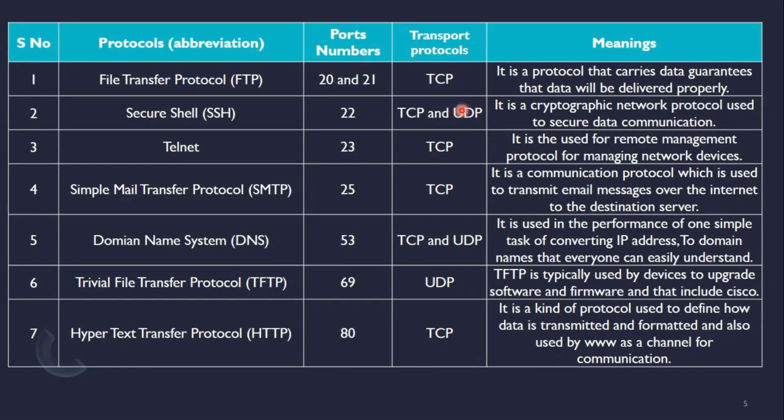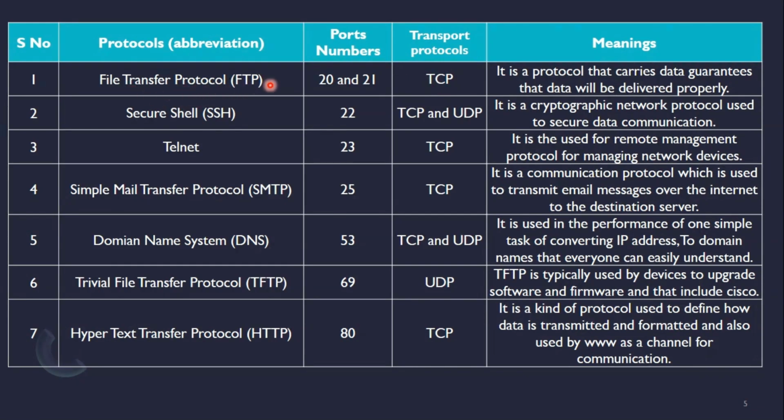UDP is a little bit fast. If you are watching live stream videos, like on YouTube, the connection will be UDP. But if you are accessing something like Google, Gmail, or internet banking, it will be a TCP connection.